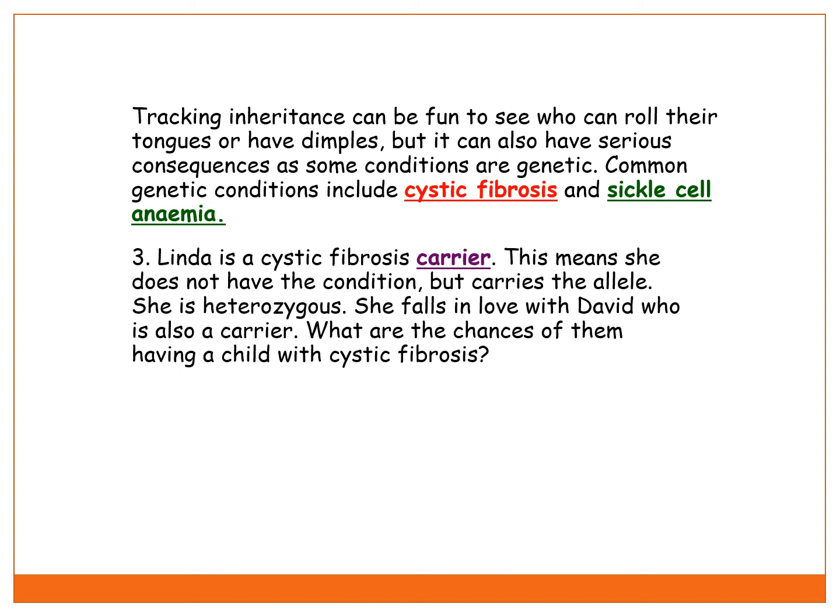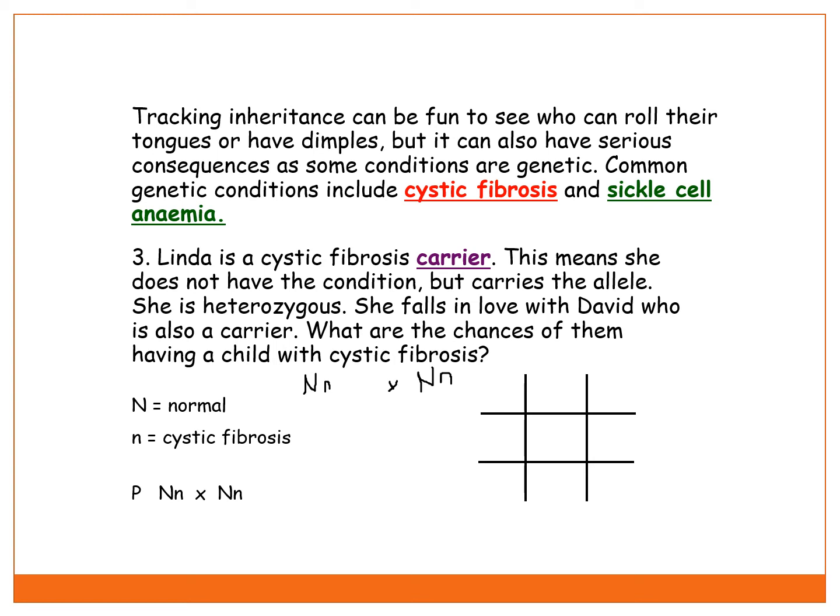So the answer is, firstly, we need to work out the genotype of the parents. So we know that Linda is a carrier, so we're going to use N, so capital N and small n. And we also know that David is a carrier, so he's also going to be capital N, small n. So you should be able to work out what the offspring are going to be without the Punnett square. But let's do the Punnett square anyway, just to check.